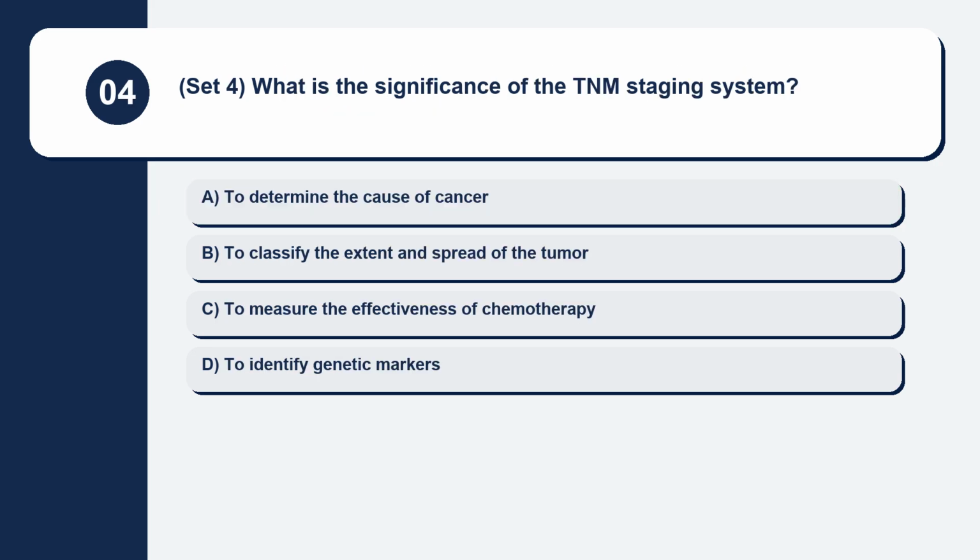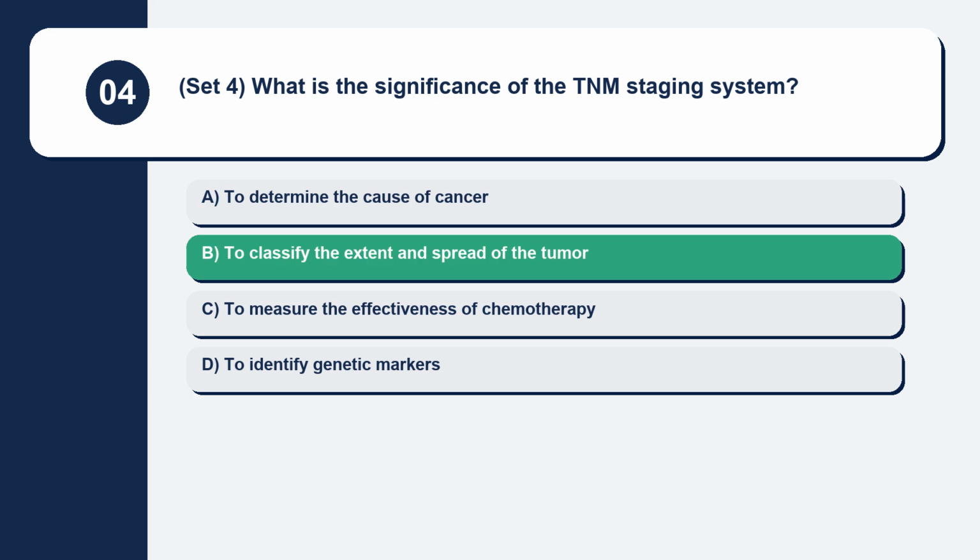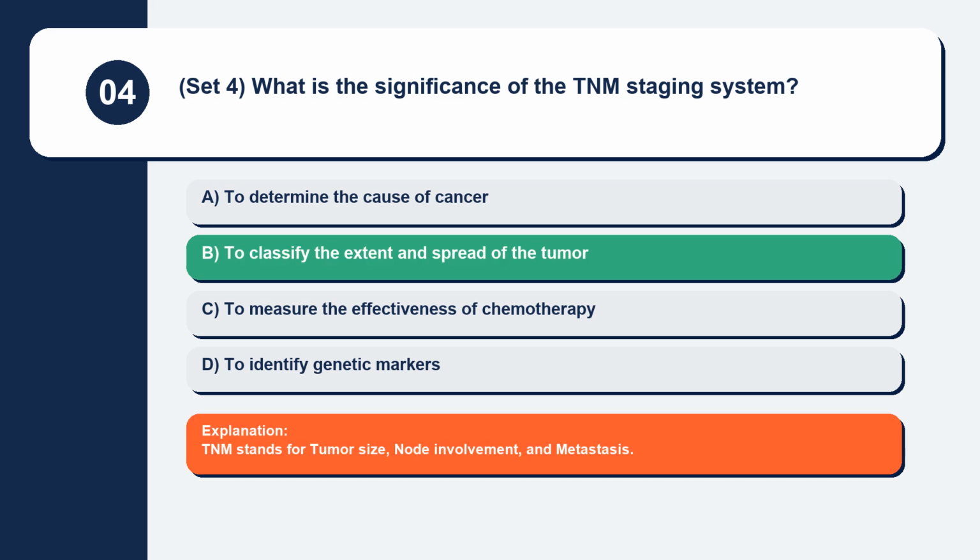Question 4. Set 4. What is the significance of the TNM staging system? To determine the cause of cancer, to classify the extent and spread of the tumor, to measure the effectiveness of chemotherapy, to identify genetic markers. TNM stands for tumor size, node involvement, and metastasis.